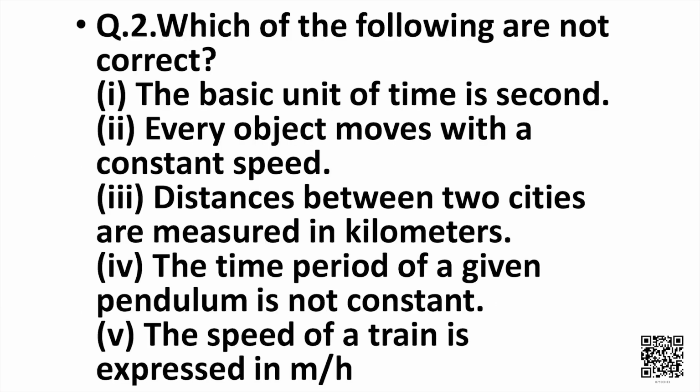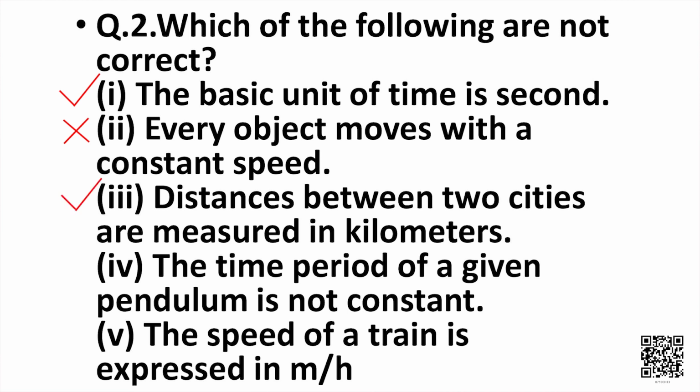Moving on to the second question, that is, which of the following are not correct? The first one is the basic unit of time is second. So we have learned in this chapter, students, that this is correct. The second statement is every object moves with a constant speed. So students, this is definitely not true. This statement is false. Third one, distances between two cities are measured in kilometers.